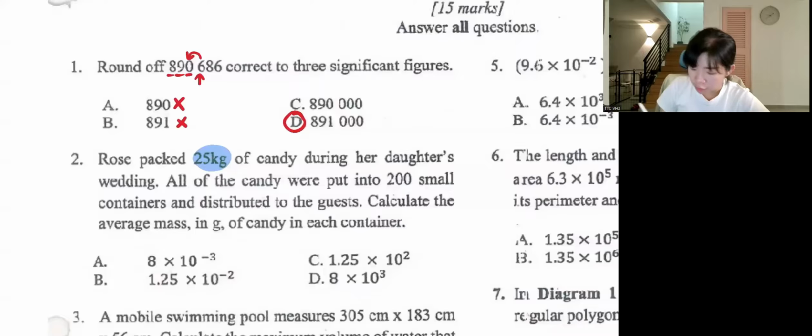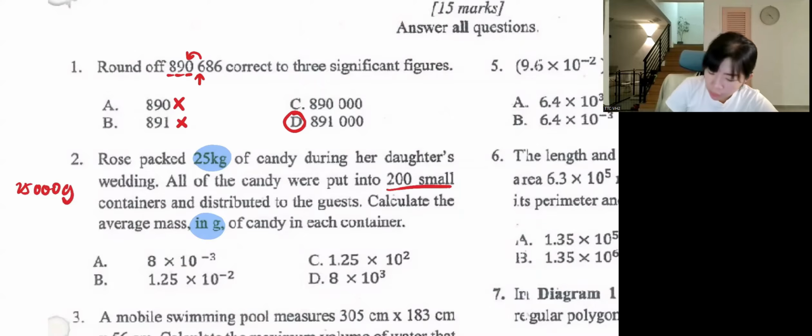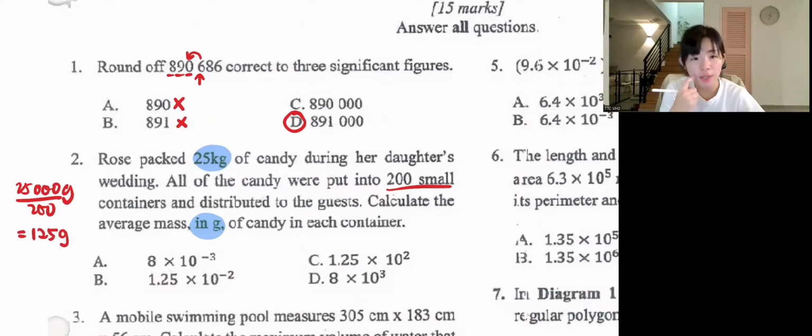25 kg. So they want the average mass in grams. So 25 kg is 25,000 grams. Okay, divide into 200 small containers. So this one, divide by 200. 25,000 divided by 200 is 125 grams each container.